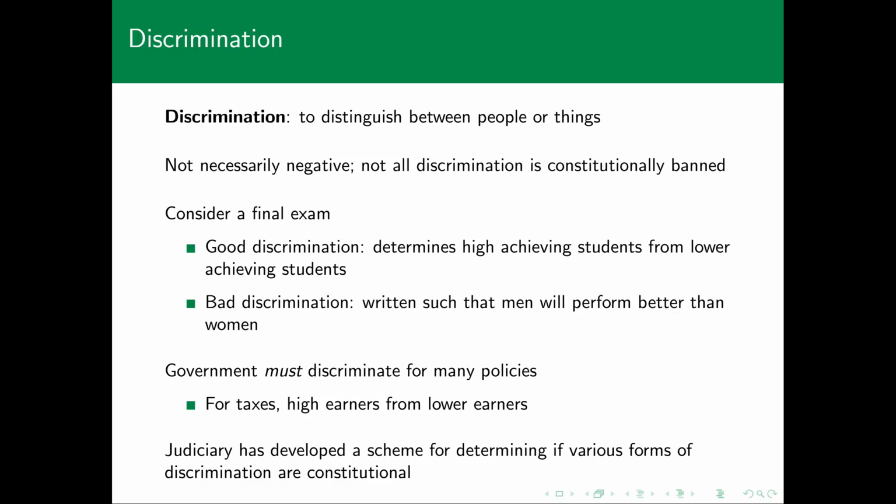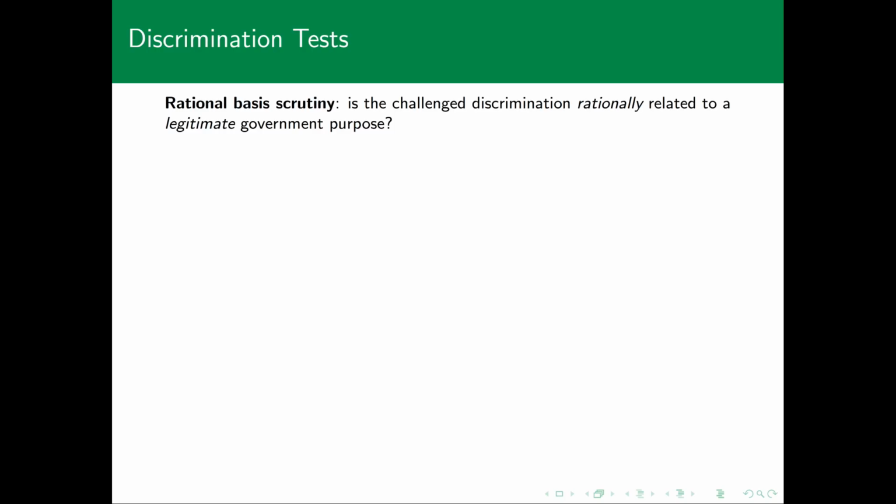And over the years, the judiciary has developed a scheme or a system of scrutiny or levels of scrutiny that help them determine if various forms of discrimination are or are not constitutional, and that's where we'll move right now. So these tests, we talked about a couple of them, and we've used them throughout the semester. The first one is rational basis scrutiny. Remember, this asks whether or not the challenged discrimination rationally relates to a legitimate government purpose.